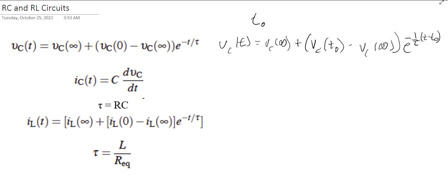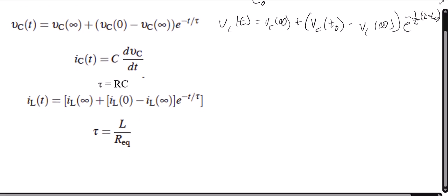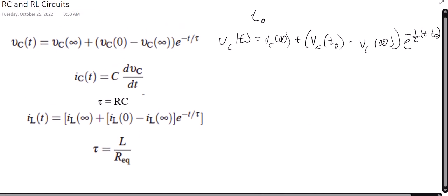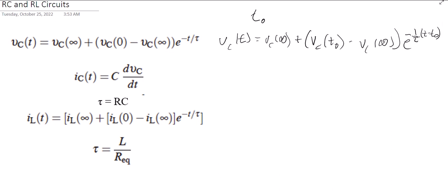And then the current through a capacitor is given by C dV/dt. So if you need to find the current instead of the voltage, then you find the voltage, and then you take the derivative and multiply by C to get the current.